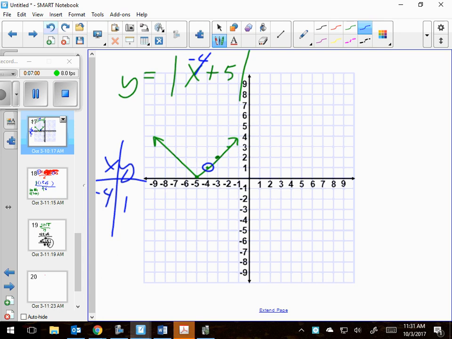And if I really want to be sure, check a couple points. Okay? I'll check one more. -5 should go with 0. If I put in a -5, does it actually come out to 0? Yes, it does. So cool. I know it's right. All right. That's not that hard. That's not what was killing everybody last hour.